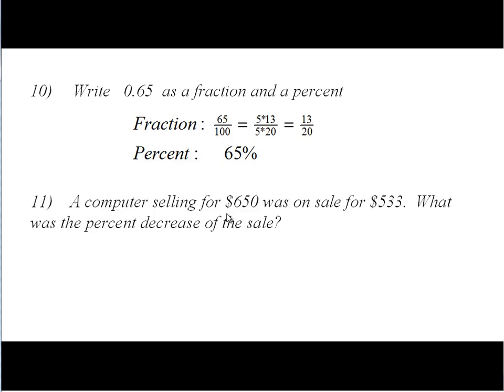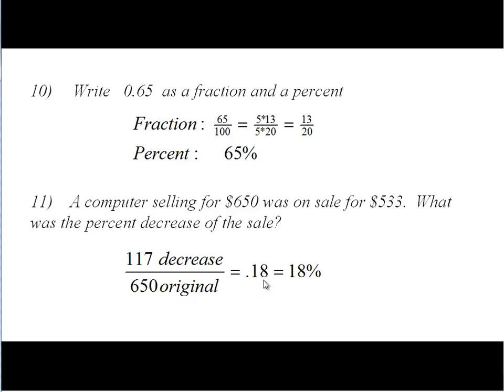Okay, a computer is selling for $650, and it's on sale for $533. What's the percent decrease? Well, you take your decrease, 650 minus 533, which is 117. And 650 is the original. And so you have 117 decrease, 650 for the original. And they want percent. So you type that in your calculator, and it gives you 0.18, which is 18%.